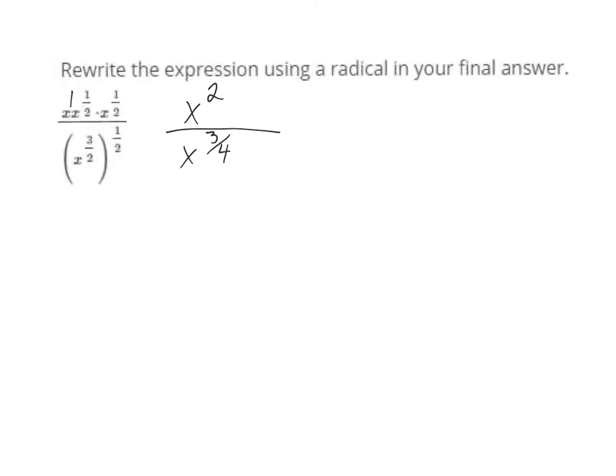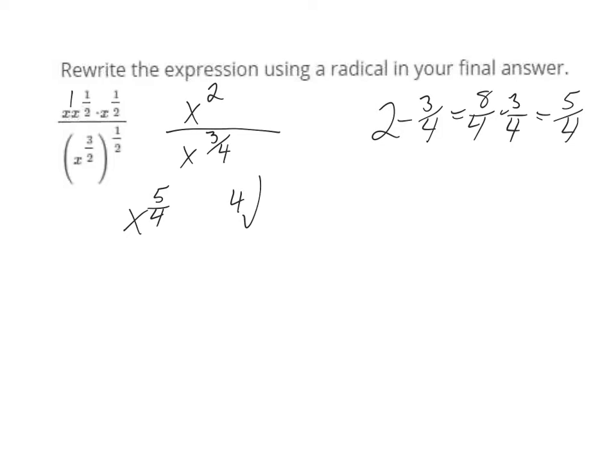Then we're going to go ahead and subtract. So I have 2 minus 3 over 4. We can make that into 4ths. So that would be 8 over 4 minus 3 over 4. 8 minus 3 is 5 over 4. So we have x to the 5 over 4. Now, they wanted it in radical form, so it is the fourth root of x to the fifth power, because the 4 came from the bottom, and the 5 went on the inside.